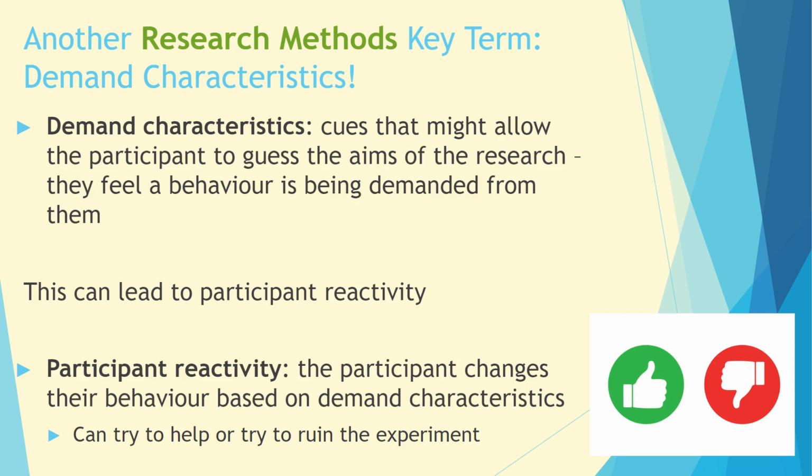So participants working out the aims of the experiment sometimes try to give a helping hand and sway their own results to go with what they think the researcher wants. Others turn around and think, screw you, I can behave how I want, I'm not going to do what you want me to. And so they would then try to purposely go against what they think the researcher is expecting. Either way, it affects the validity of the results because we're not measuring what we think we're measuring.